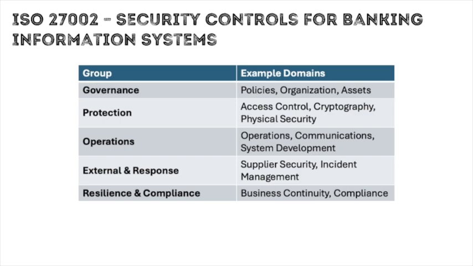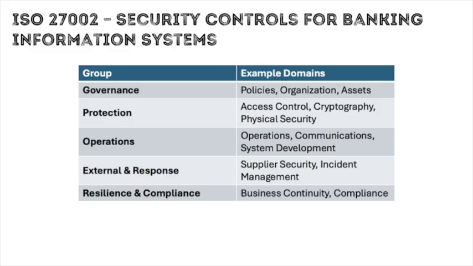Then come the operational controls, which secure daily activities. Operations security involves malware defense, system logging, patch management, and change control to prevent compromise. Communication security keeps networks and data flows safe through firewalls, intrusion detection, and VPN encryption. System acquisition and development controls require secure coding, testing, and vulnerability assessments before deployment.